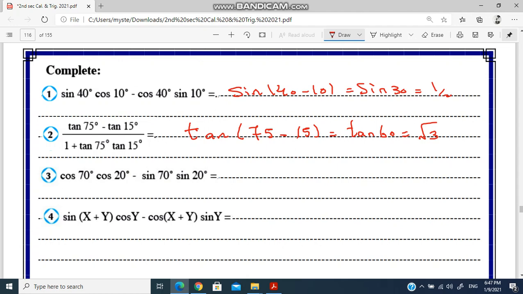Here cosine cosine minus sine sine, this is cosine of the sum of the two angles, 70 plus 20. The sum, because this sign is negative. So it will be cosine 90, which equals 0. Sine x plus y cosine y minus cosine x plus y sine y. Sine cosine, cosine sine, that is sine of the difference between the angles, because this sign is negative. So x plus y minus y. So it will be sine x.